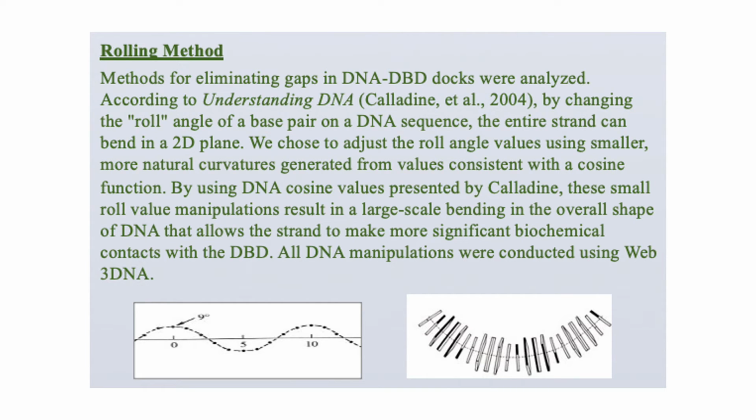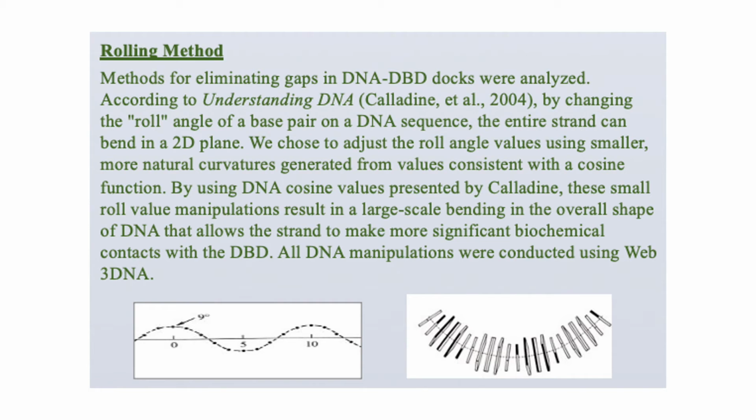For the I1, I2, and O2 DNA half sites, we implemented a method to manipulate the roll parameter between each base pair outlined in Understanding DNA by Calladine. In nature, DNA strands are not rigid. They can conform to the shape of the protein they are binding to.